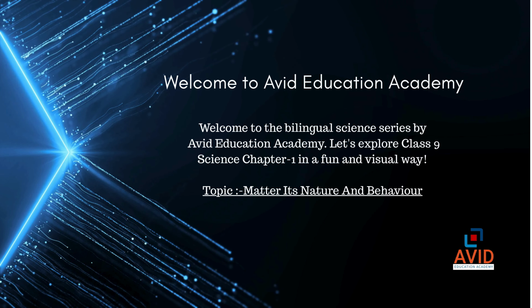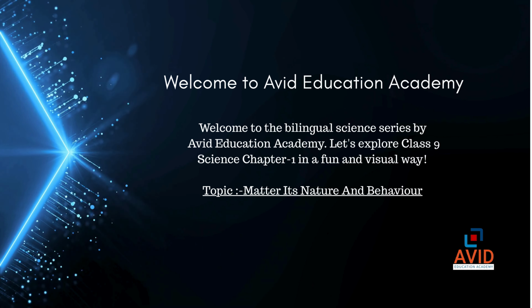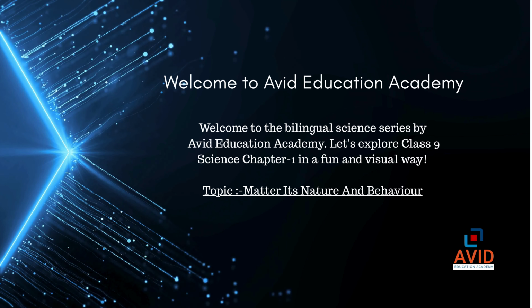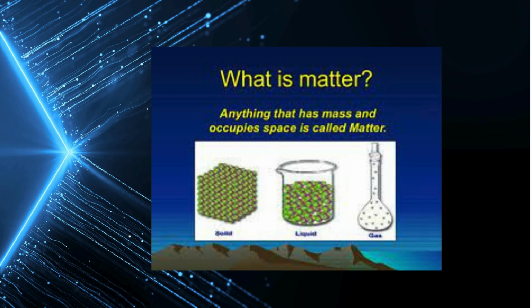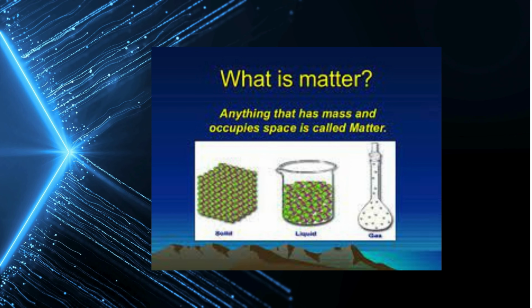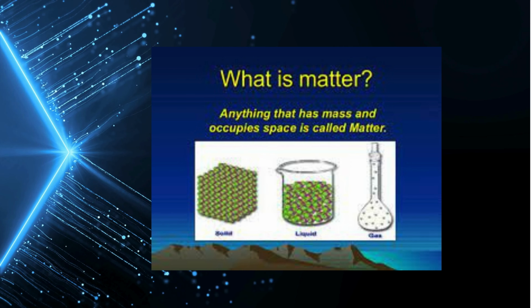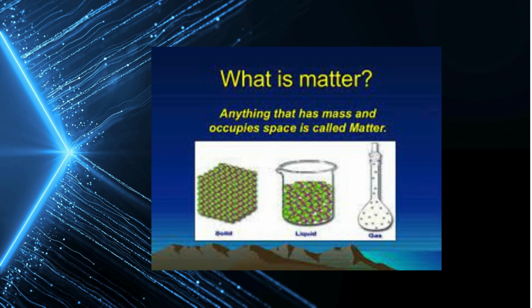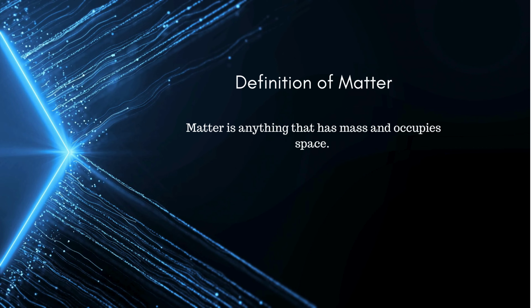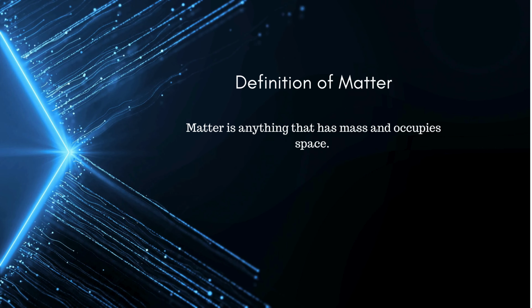Today we are starting our science journey for class 9 with chapter 1, Matter, its nature and behavior. In this video, we will understand what matter is, learn about the 3 states of matter, and explore their characteristics. Let's begin with a simple question. What is matter? Matter is anything that has mass and occupies space.